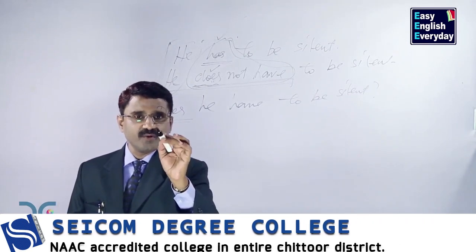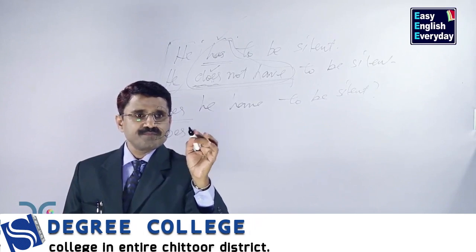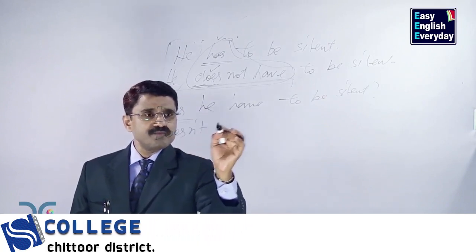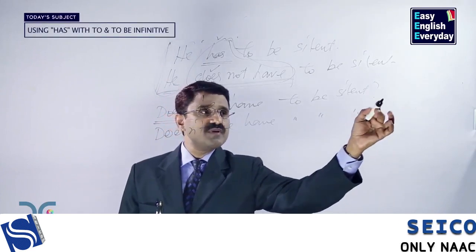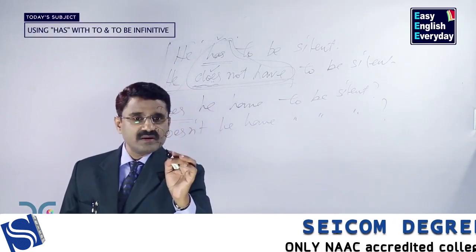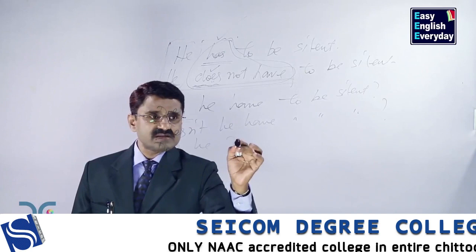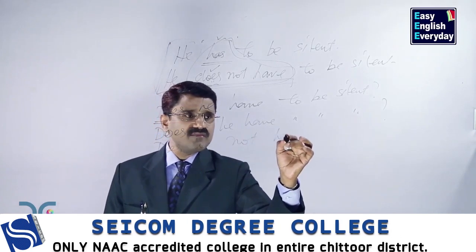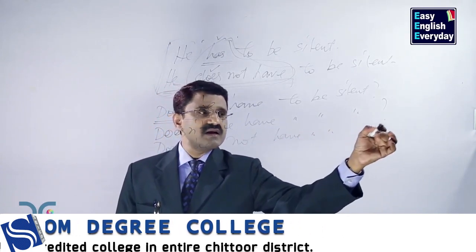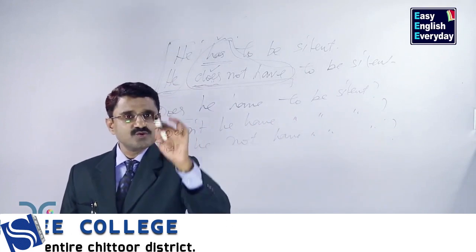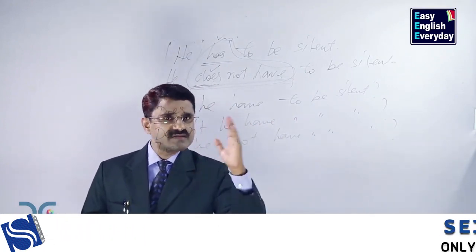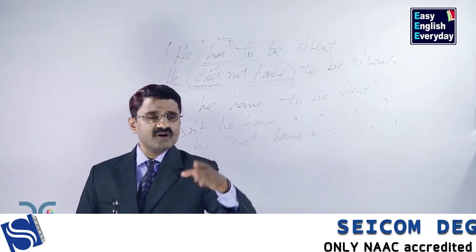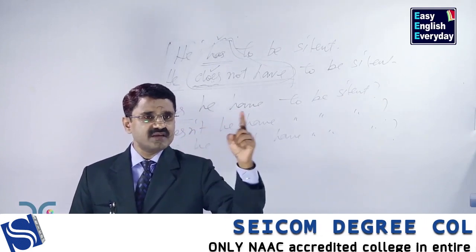Negative question form, you can make it in two ways. Doesn't he have to be silent? Or, does he not have to be silent? These two parts also you have to repeat a large number of times. Does he have? Doesn't he have?